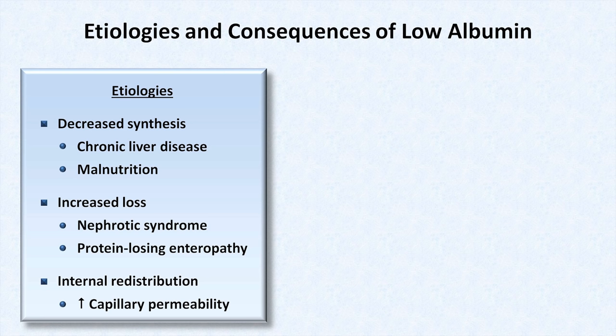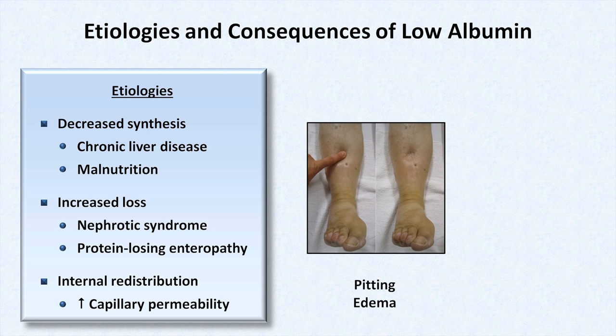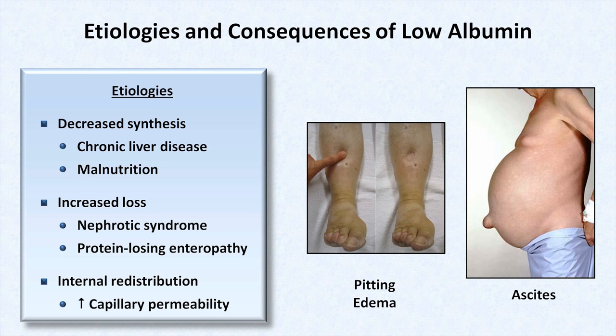So in the legs, we would see pitting edema, in which firm pressure applied to the subcutaneous tissue leaves an impression. And in the abdomen, it can contribute to the development of ascites, which is fluid accumulation in the peritoneal cavity.